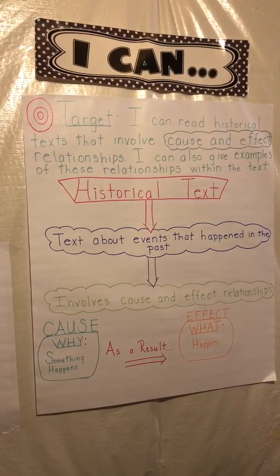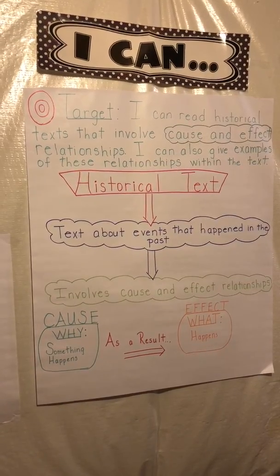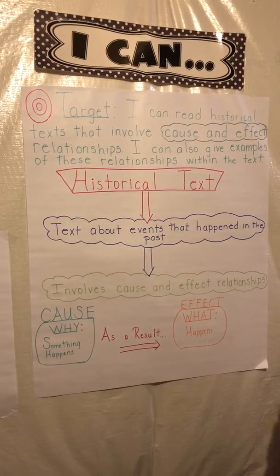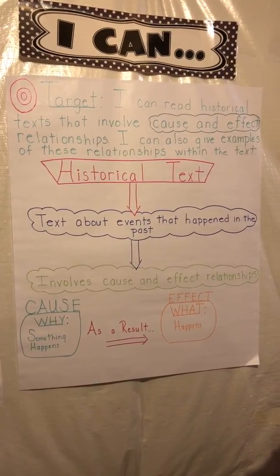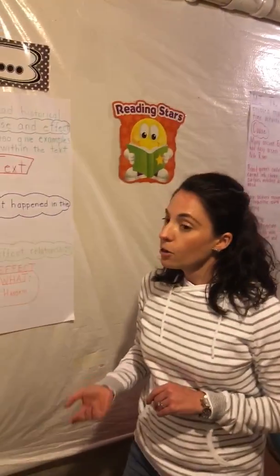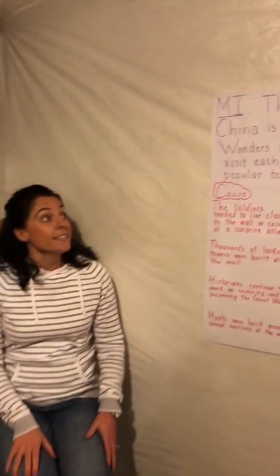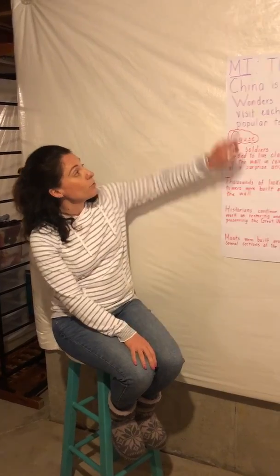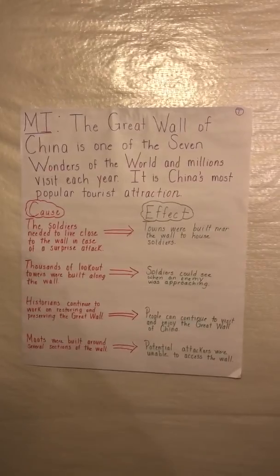All of these articles will also include cause and effect relationships. So as a good reader, you're going to be annotating and looking for the why or the cause, and then as a result, what happens in those texts. Now we're going to talk about what you read yesterday. Yesterday's lesson was the article, The Great Wall of China. I want to go over the main idea or the gist of what that article was about.